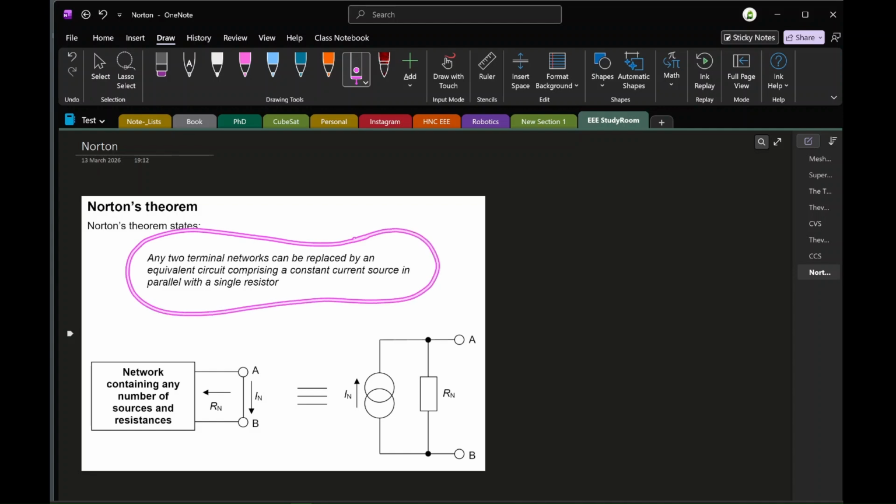The constant current source was discussed in a previous video, and I'll put the link in the description and a little box to click on at some place in this video, so we can refer back to constant current source in a separate video. As the rule is saying, we can take any network and replace it with a simple equivalent circuit comprising a current generator and a parallel resistor, and we would call this a constant current source.